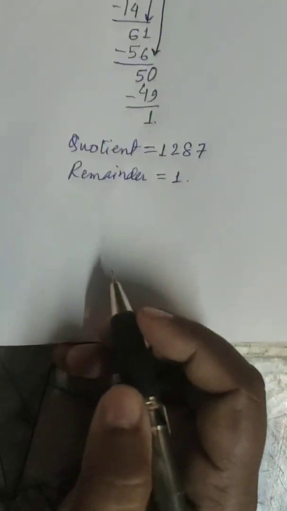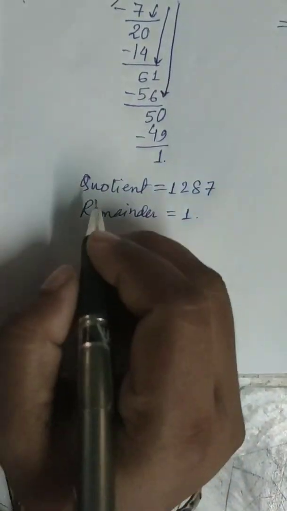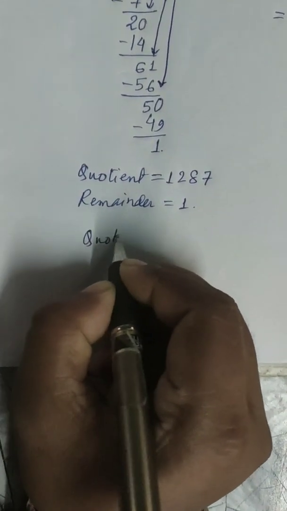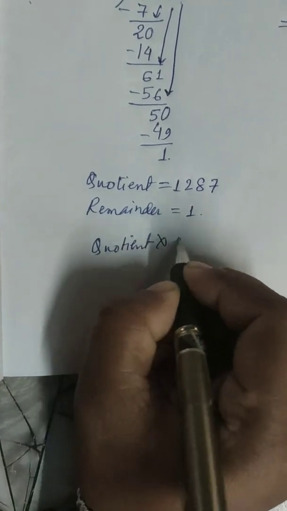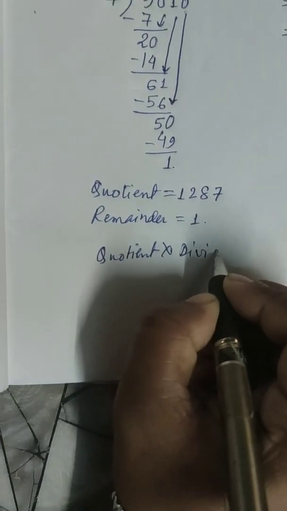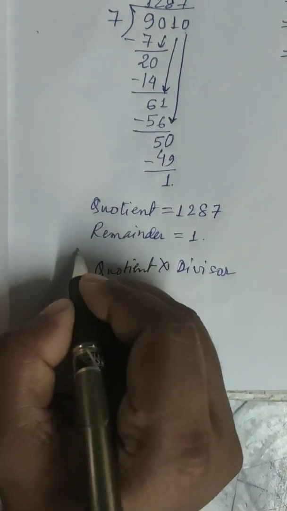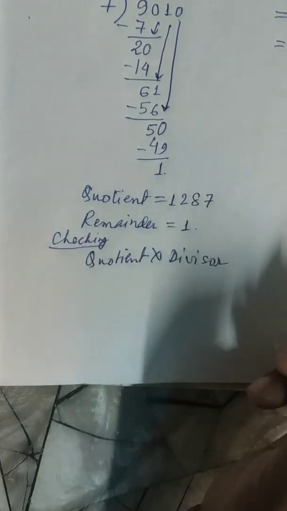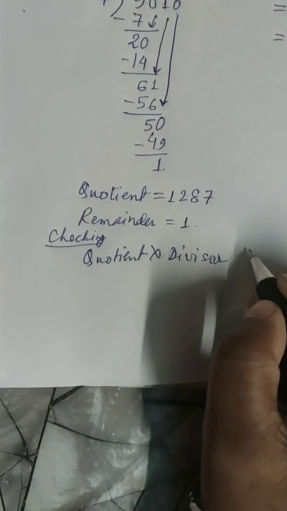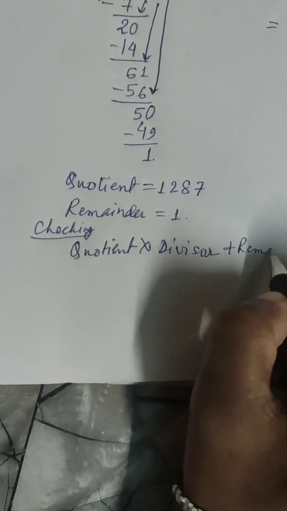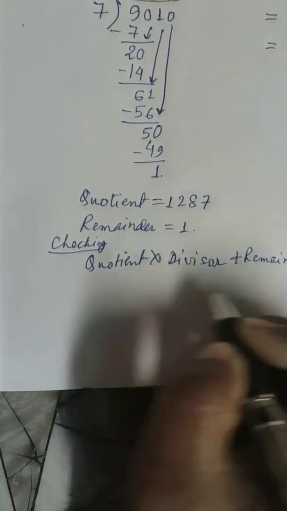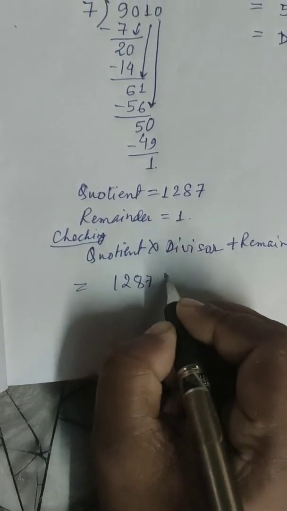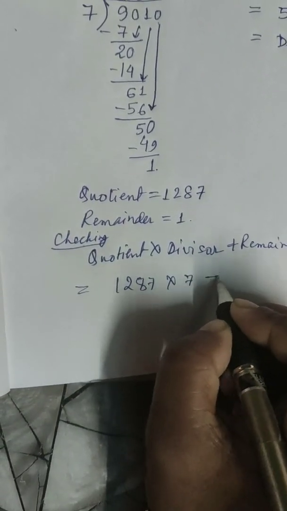Okay, now we will check whether our division is correct or not. So we will write the formula, quotient into divisor plus remainder. You can also write here checking if you want. This part is for checking. So quotient into divisor plus remainder equals, quotient is how much? 1287 multiplied by 7 plus 1.